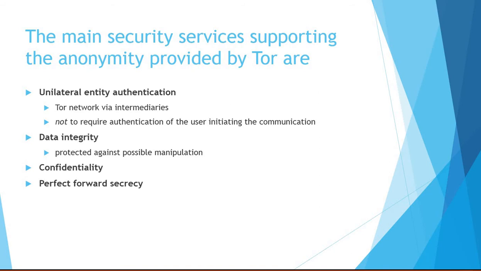So now let's see what the major security services provided by Tor for anonymity are. The first one is unilateral entity authentication, the second one is data integrity, the third one is confidentiality, and the fourth one is perfect forward secrecy. Whenever you are registered to use a Tor network, we have to be aware that intermediaries, called onion routers, will be used for that purpose.